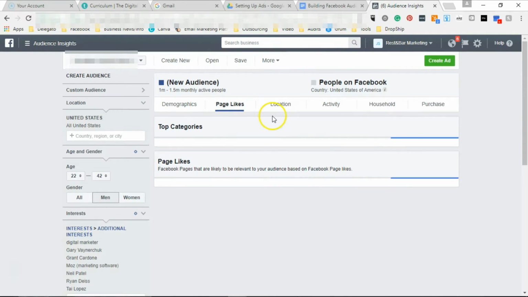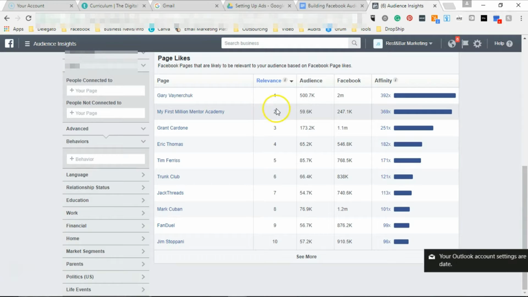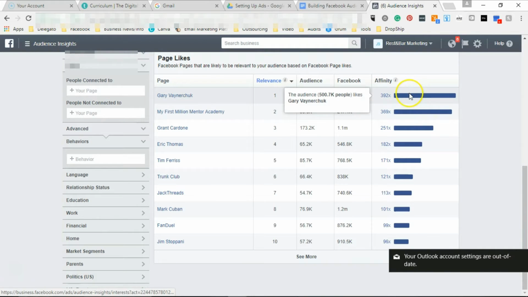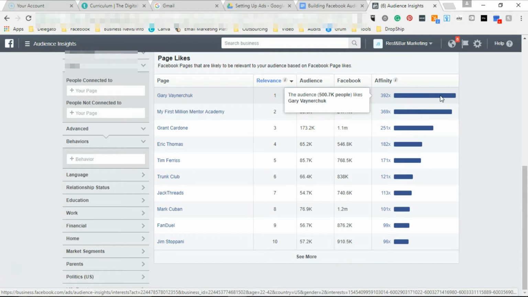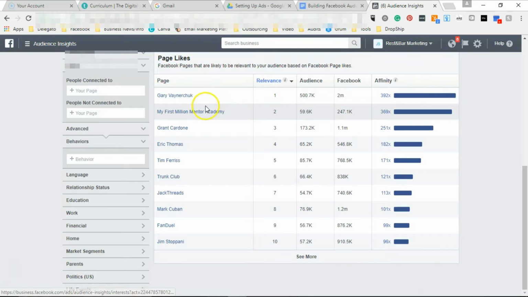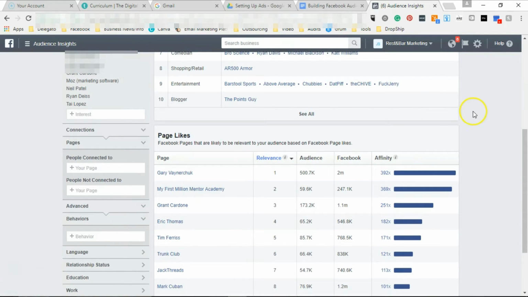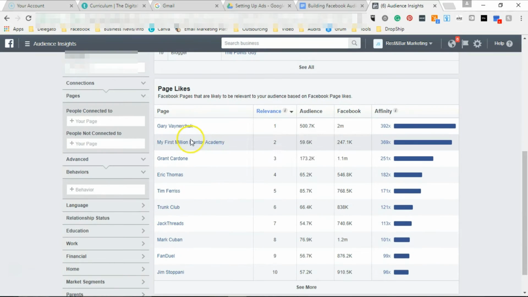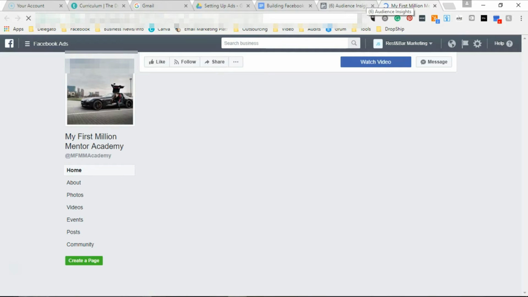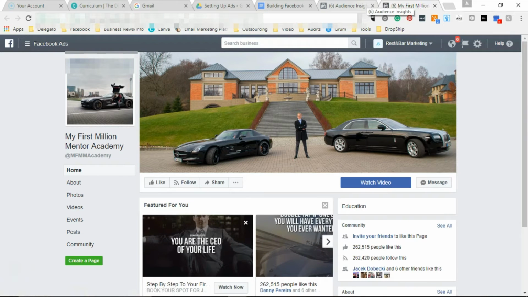The other little cool part is page likes. So you can come down here and see affinity scores. This shows you how closely related a page or a like or an interest is to another like or interest that you've already selected. So Gary V shows up very high. My First Million Mentor Academy. I don't even know what that is, but it's coming up as a very high affinity for this group right here. So if you don't know what it is, I click on it and go to the business page on Facebook and see what it's about. See if it's something that I should add.